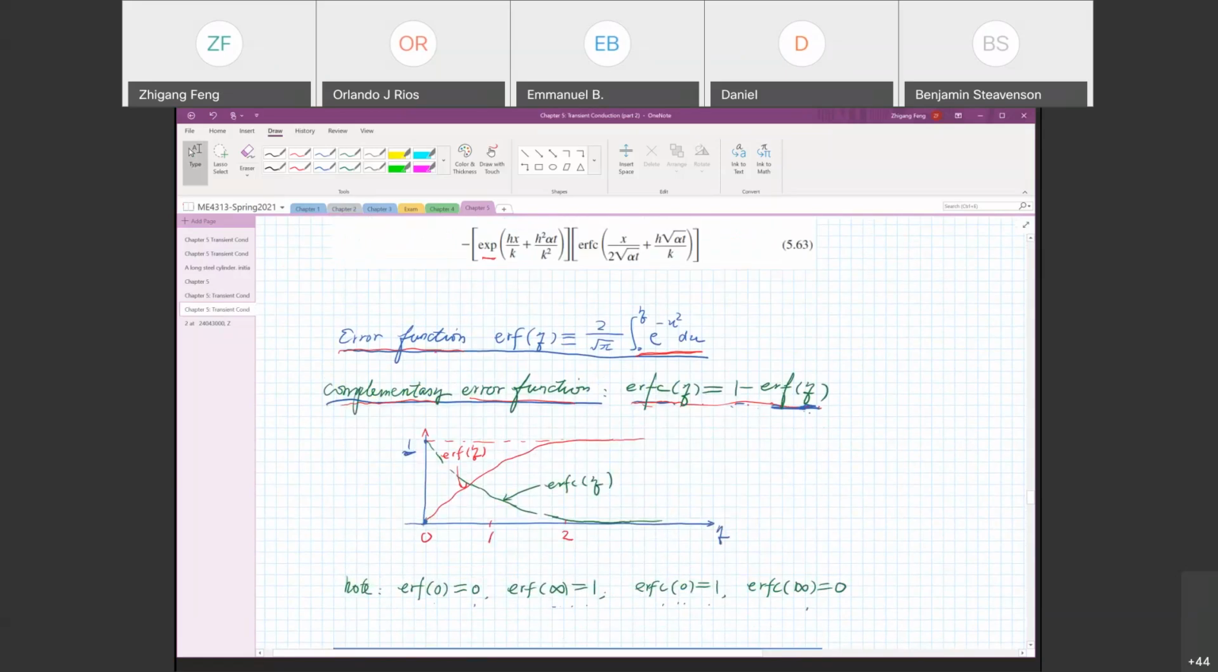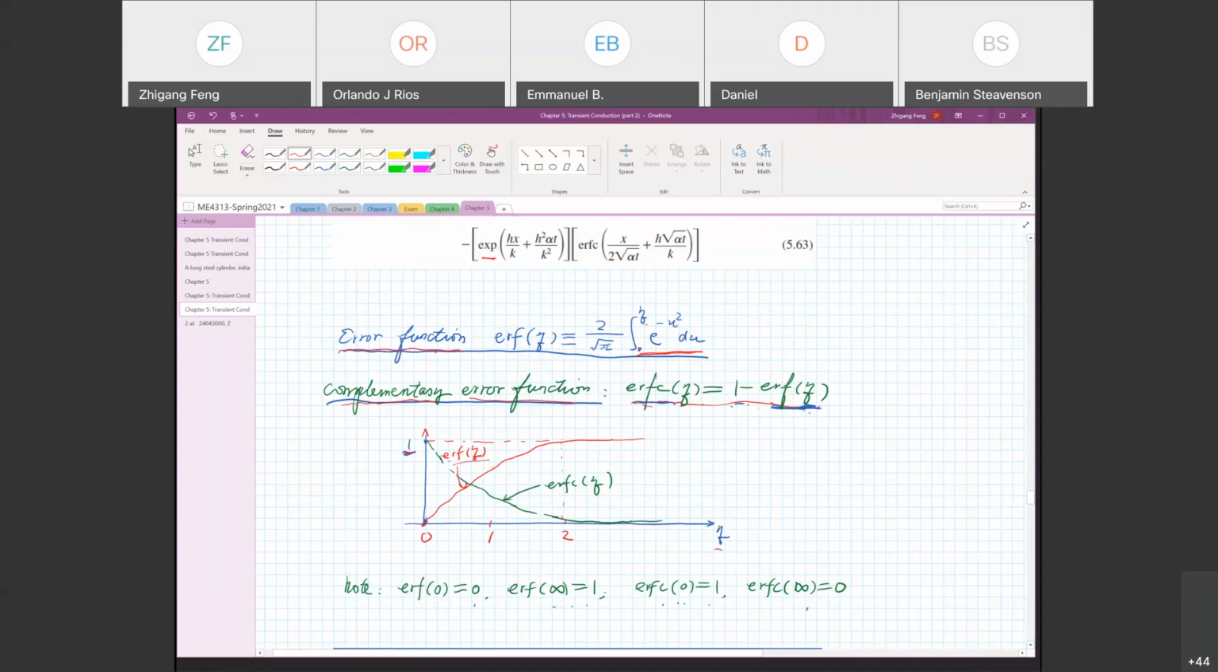Let's look at these two special functions, the error function and the complementary error function. In this graph, the red curve is for the error function. As you can see, when eta equals 0, the lower limit is 0 and the upper limit is 0, so the error function has to be 0. And as eta increases, the error function quickly approaches 1. Even at eta equal to 2, it's already very close to 1. So that's the trend of the error function.